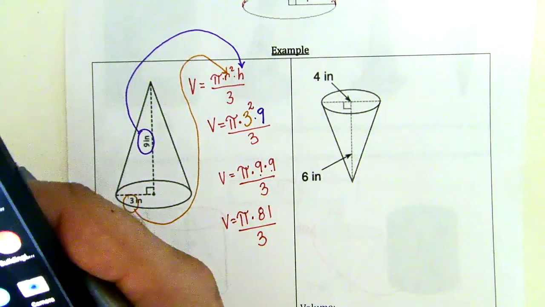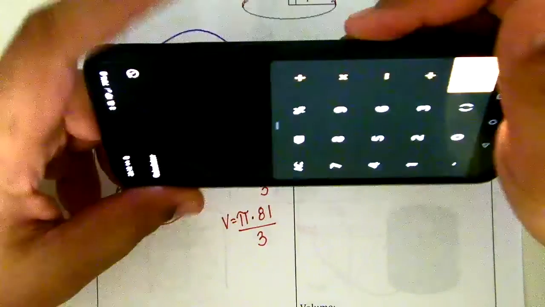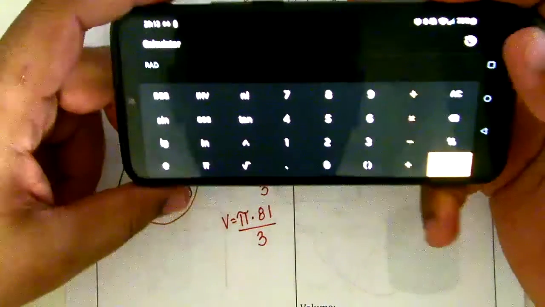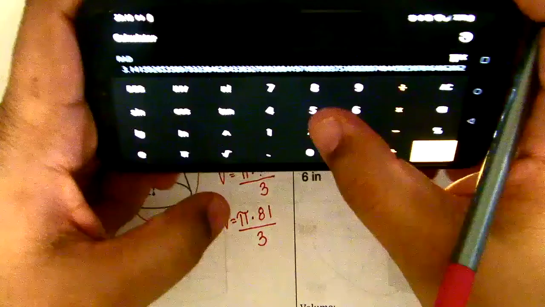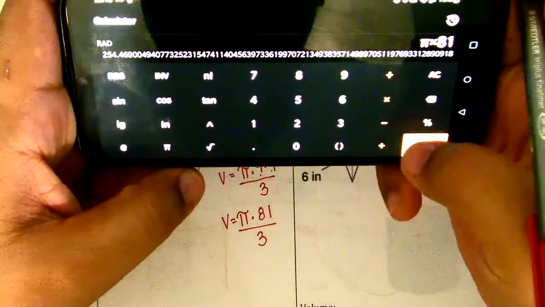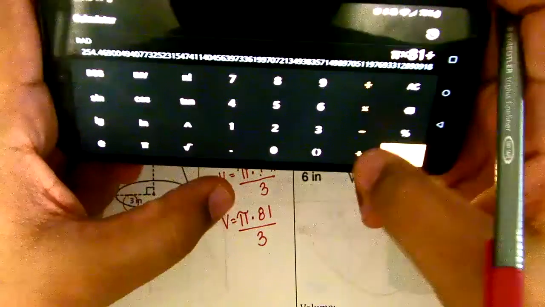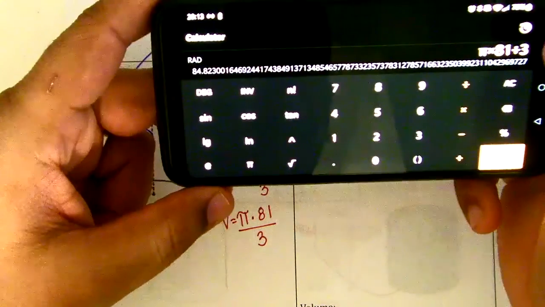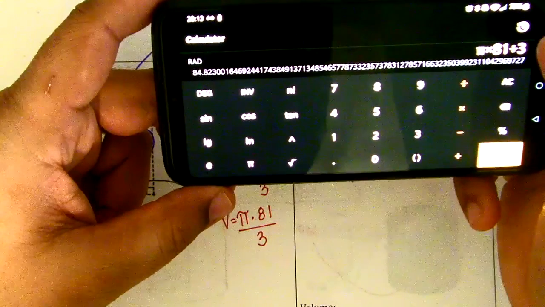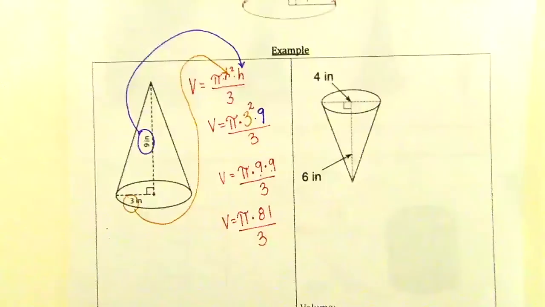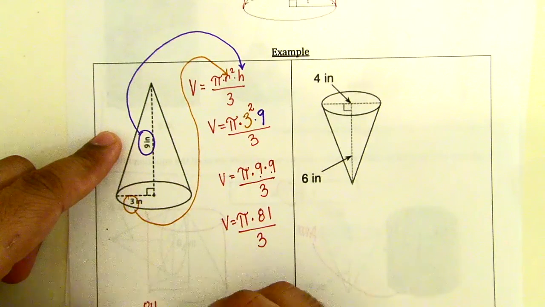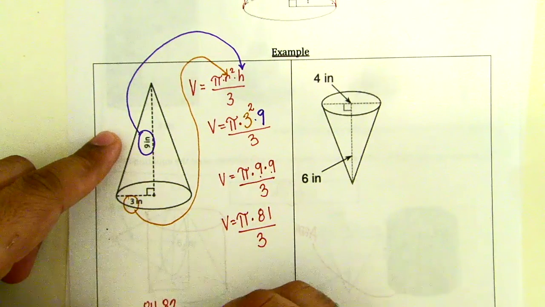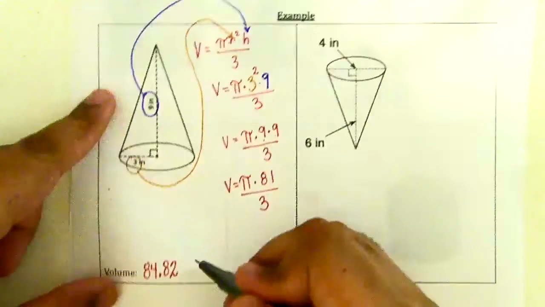So again, you're going to pull out your trusty Android. You're going to turn it to landscape mode so that you can get that nice scientific calculator. And I'm going to say pi times 81 divided by 3. And I get 84.82. Again, rounding to 2 decimal places. So my final answer here is 84.82.